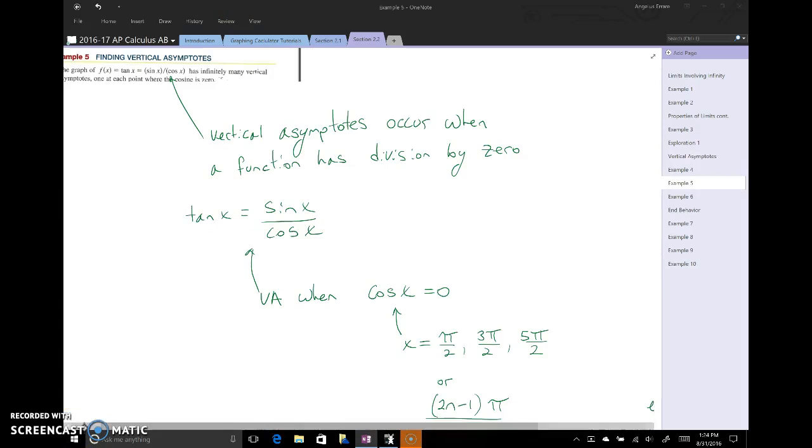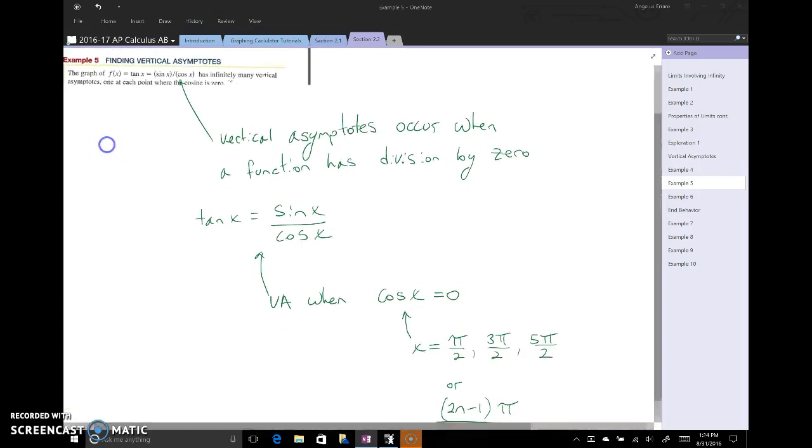Last thing that I wanted to talk to you guys about, which is on example 5: basically, vertical asymptotes happen when you have division by 0, and you guys will want to look through this last note.